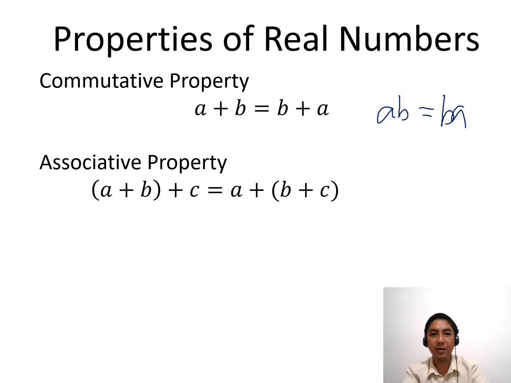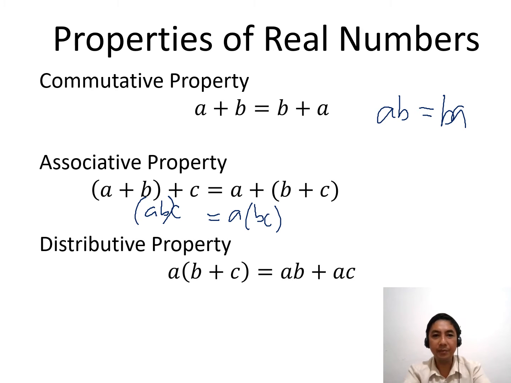Associative property, you are given (A plus B) plus C. A plus B is enclosed in parentheses. That is equal to A plus (B plus C). And this time, B plus C is enclosed in parentheses. Okay? So, that's it. It is also applicable to multiplication, like A times B times C. You enclose A times B in parentheses. That is also equal to A times B times C with parentheses for BC.